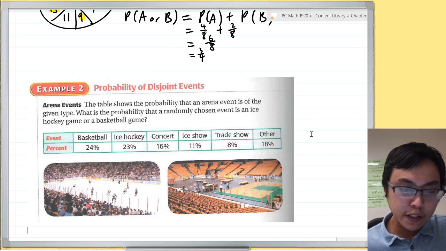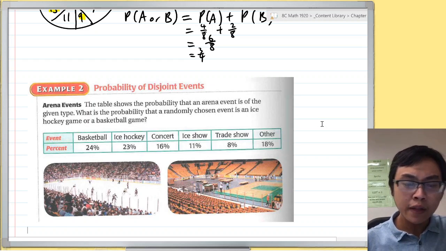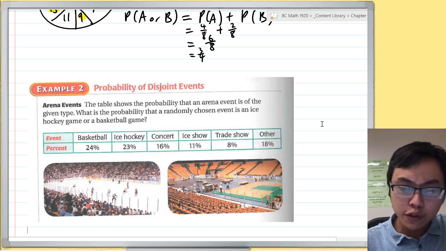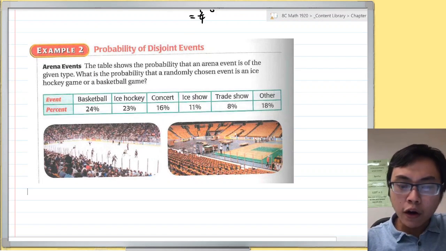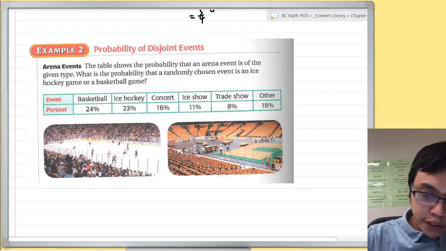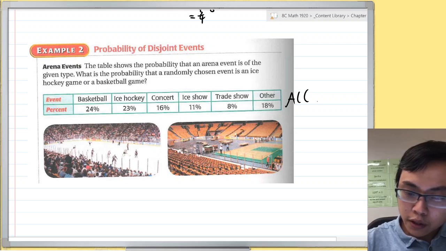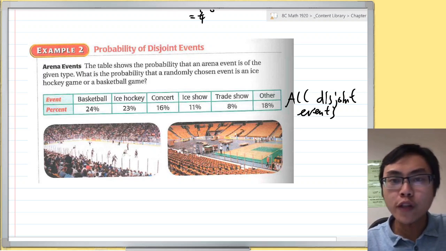So arena events. The table shows the probability that an arena event is of the given type. What is the probability that a randomly chosen event is an ice hockey game or a basketball game? Now, these are disjoint events. So first of all, these are all disjoint events. There is no overlapping outcome.